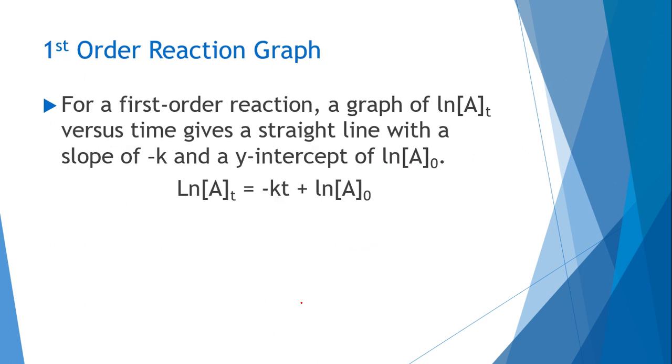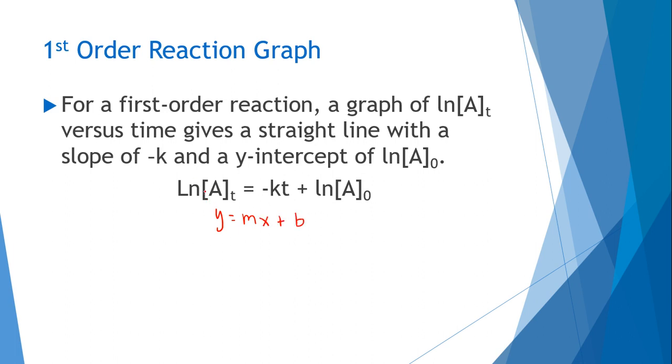So a couple things to talk about with first order reactions is for a first order reaction, we can actually take this and graph my natural log of A at a specific time, and it will give us a straight line with a slope of negative k and a y-intercept of the natural log of your initial concentration. Because this is set up in slope-intercept form where y equals m slope x plus b.